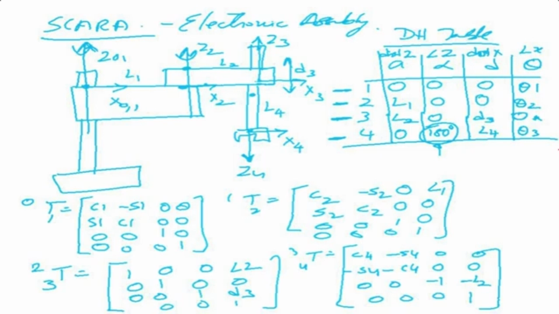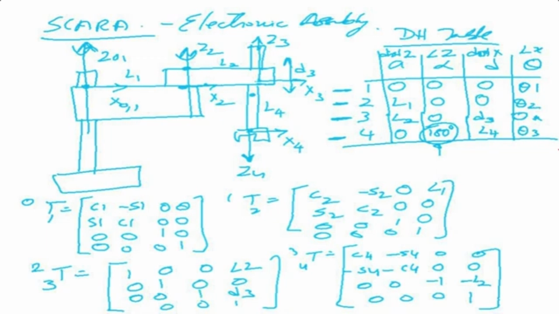Then it will take the second row, put it in the generalized matrix, and what it will get is T1 to 2, which is equal to cos theta 2, minus sin theta 2, 0, L1; sin theta 2, cos theta 2, 0, 0; 0, 0, 1, 0; and 0, 0, 0, 1. That's what we have got, the second one.